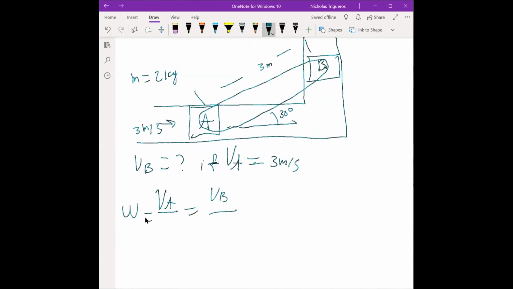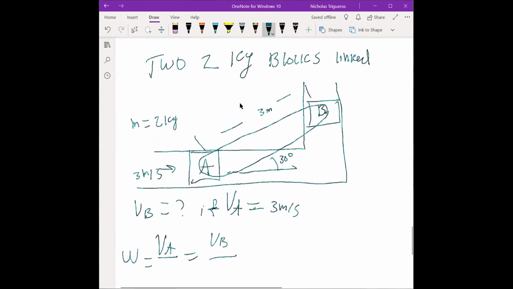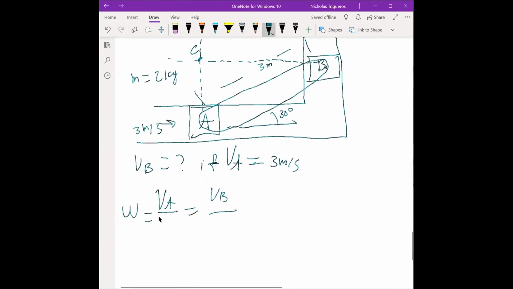Angular velocities of both are going to be the same. So you get the tangential velocity of A and of B over something we don't have yet. We need to get the instant center. If we extend these both this way, we get a new point, let's call it C. AC and BC is how we relate the two.